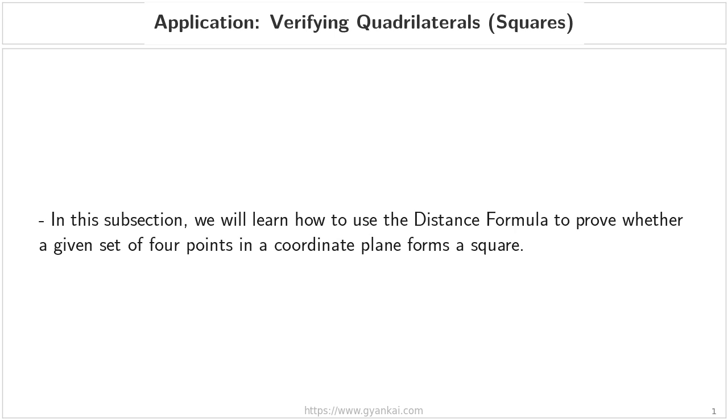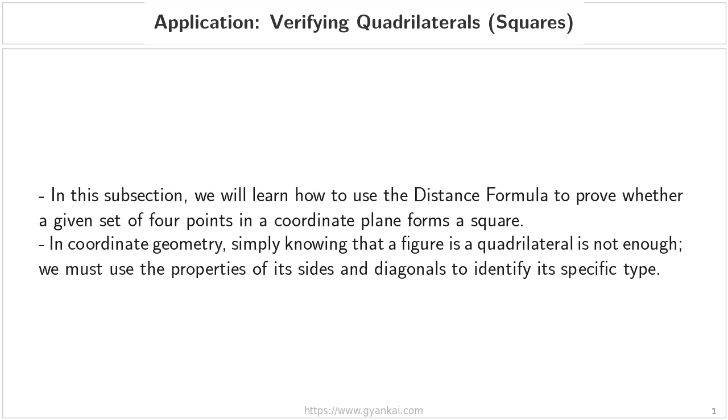Welcome, everyone. Today, we are starting a new subsection focused on the application of coordinate geometry. Specifically, we are going to learn how to use the distance formula as a tool to prove whether a given set of 4 points on a coordinate plane actually forms a square.